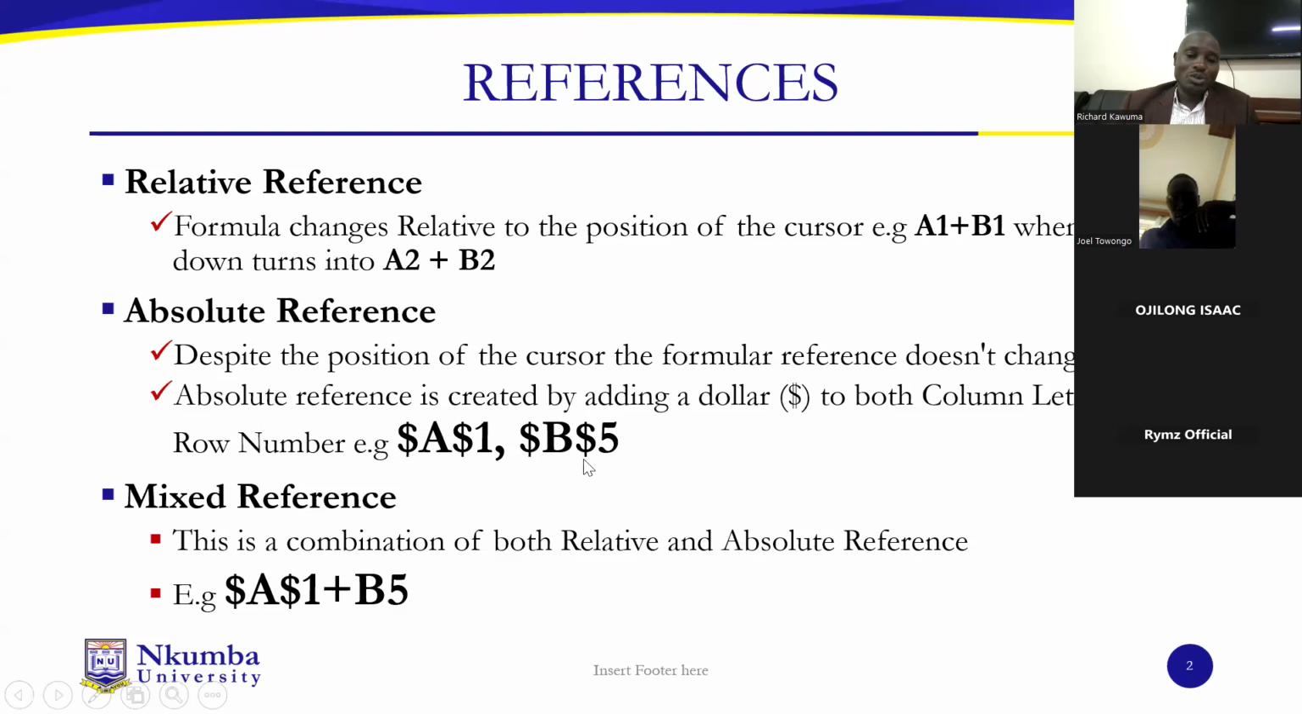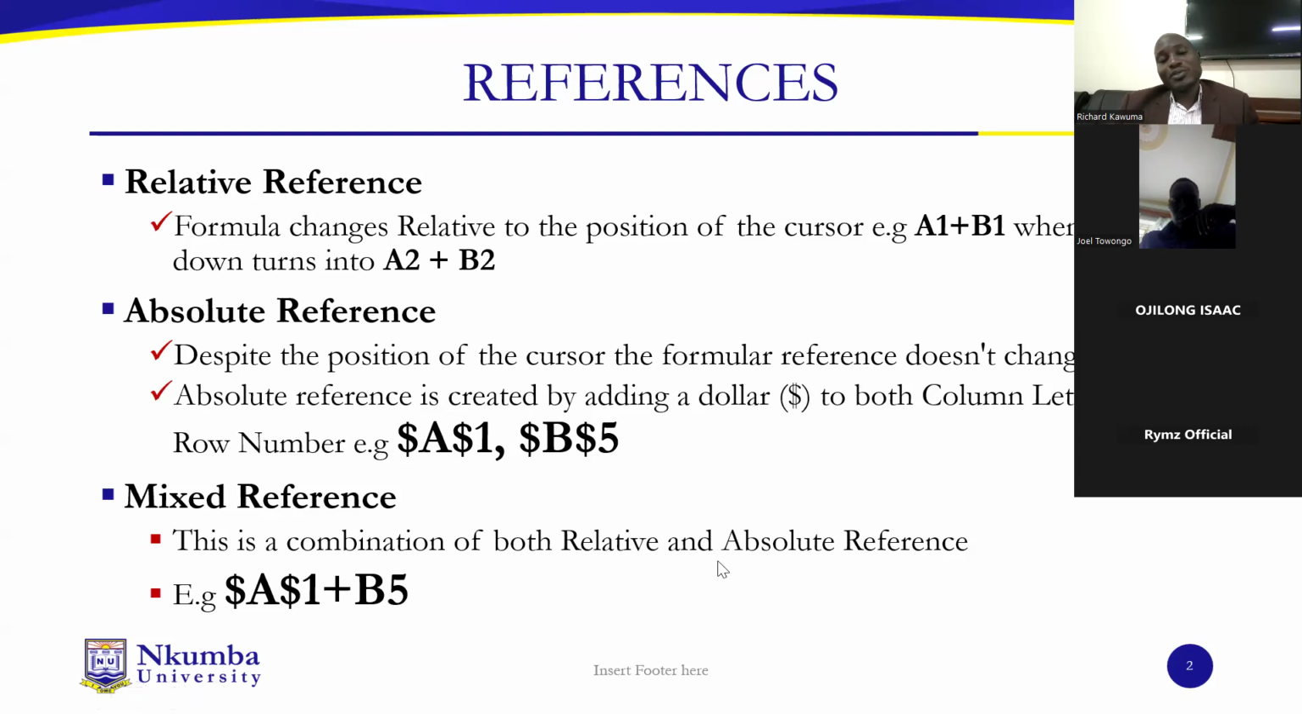But we can convert a relative reference to an absolute reference. Absolute reference means absolutely we don't need the arguments to change relative to the position of the cursor. So we create an absolute reference by use of a dollar sign. And in this, we fix both the column and the row. So before the column, we put a dollar sign, and before the row, we put a dollar sign. In a way, we are making this one absolute reference.